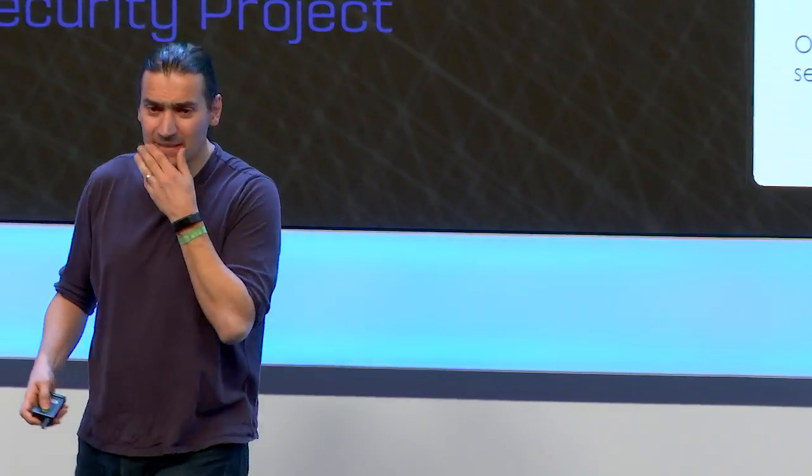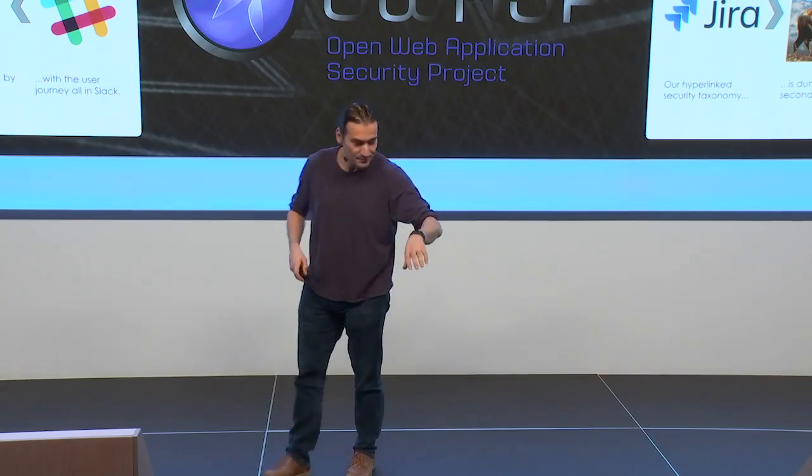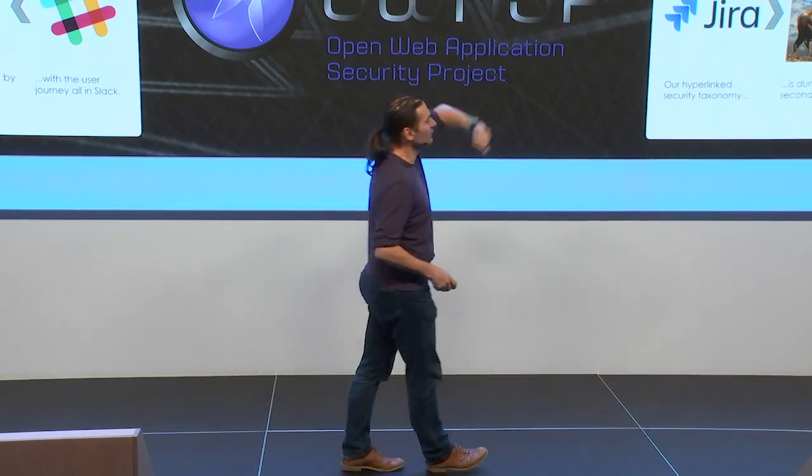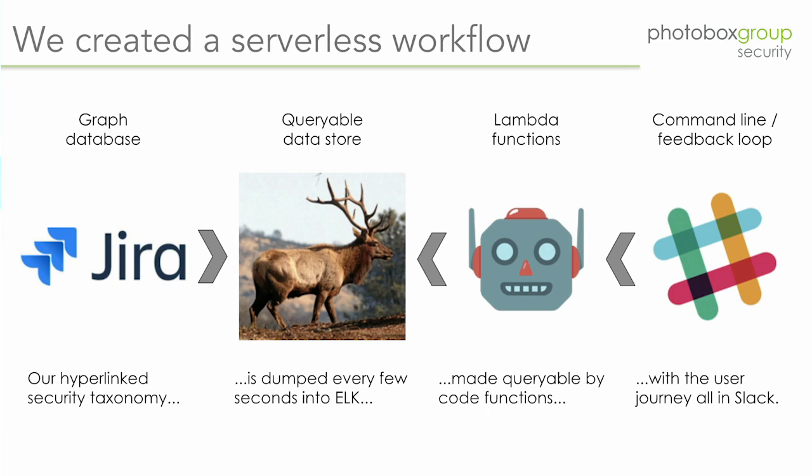So then you can tell a story and you can connect everything. That's very powerful. But Jira doesn't scale. So what we do is we take Jira, and we have a sync workflow that dumps it to Elasticsearch every couple of seconds. So you edit in Jira, and by the time you get to Elasticsearch or our JS bot, it's updated. So it's close to real time.